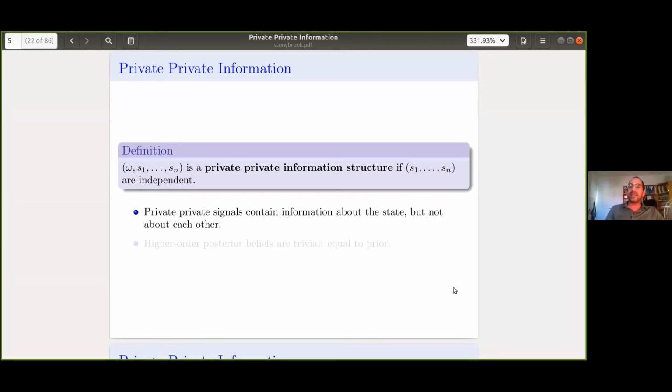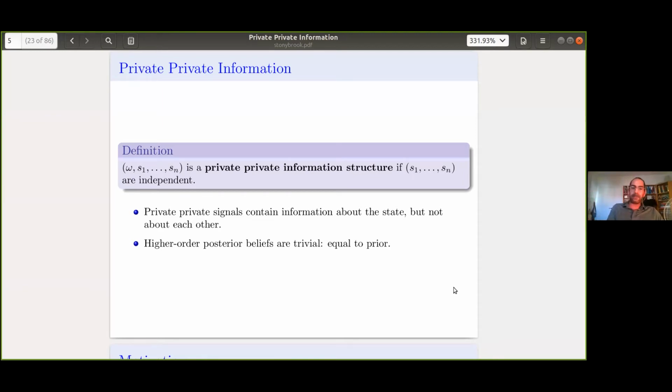So what are private signals or private information sources? It just means that they contain information about the state, unless they're trivial, but they do not contain information about each other. When I see my signal, that tells me nothing about your signal. Another way of saying this is that higher order posterior beliefs are trivial. They're equal to the prior. When I see my private signal, it doesn't change at all what I think about your private signal.